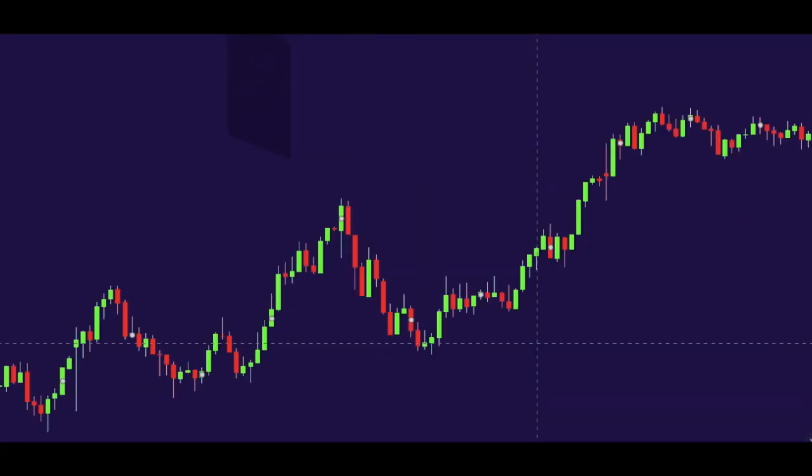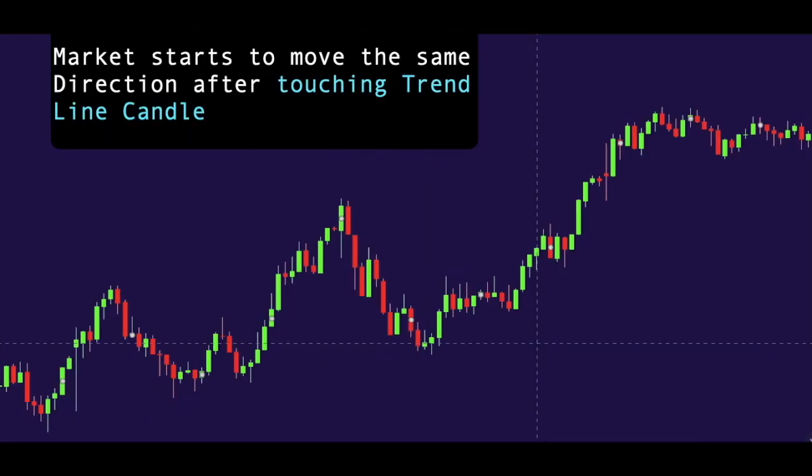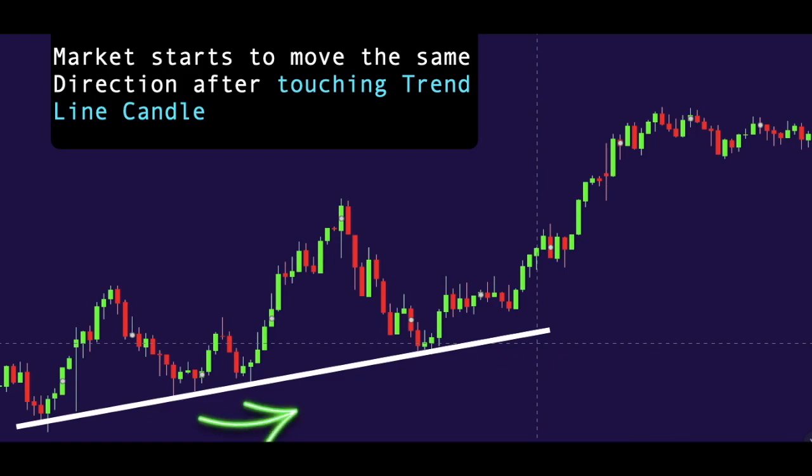In the first pattern, the market starts to move in the same direction after touching the trend line. For example, if I draw a trend line like this, we clearly see the stock is in uptrend, right? It's forming low, high, higher low and higher high. And this level is acting as a strong support level. Once the stock comes to this level, it starts to bounce back in the same direction from which it started the trend. So this pattern is called continuation trendline pattern.